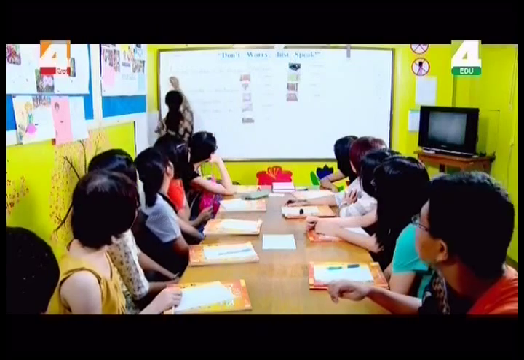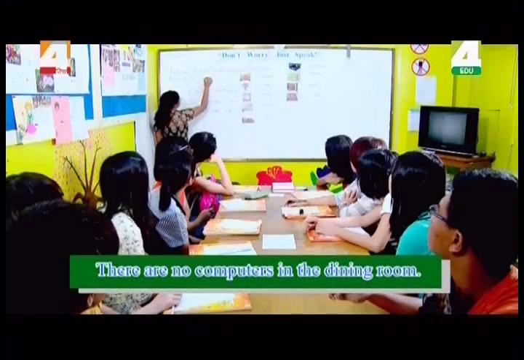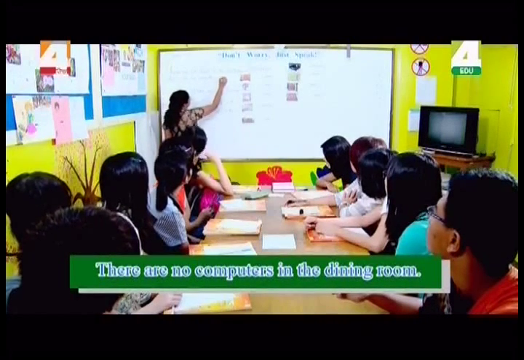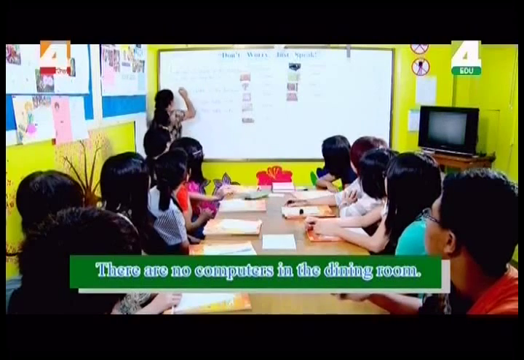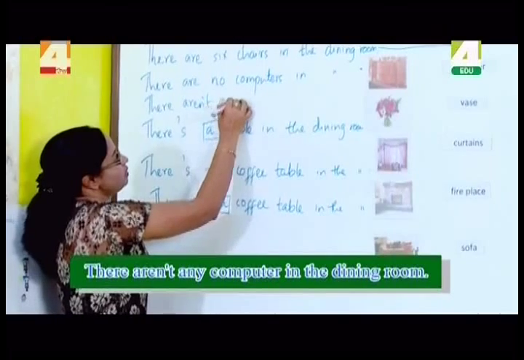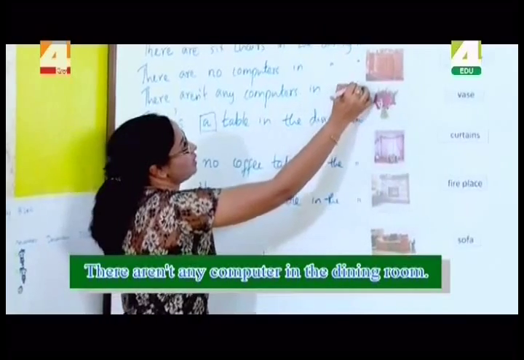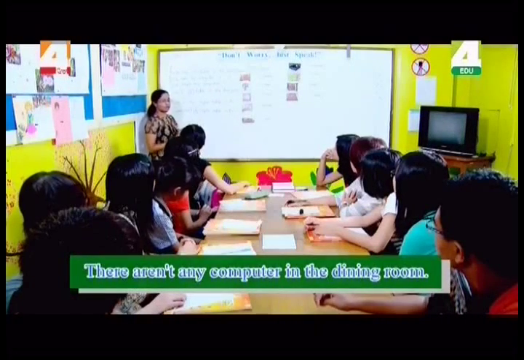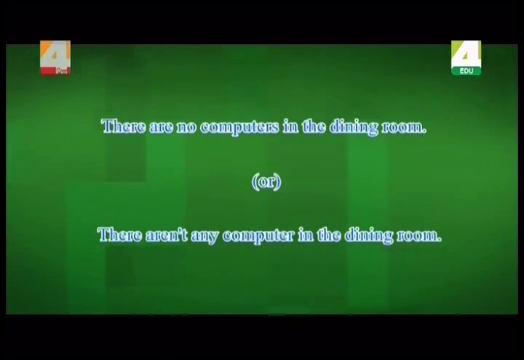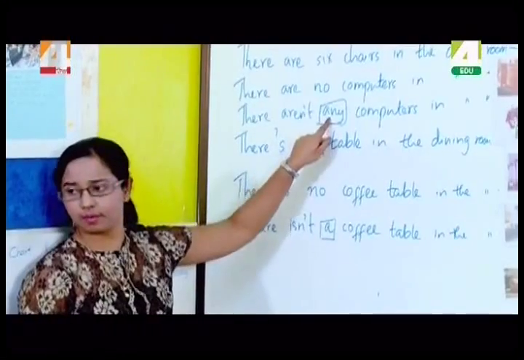Oh yeah, so negative, right? So there are no computers in the dining room. Or you can use another one. There aren't any computers in the dining room. Okay? So the negative and in: there are no computers in the dining room, or there aren't any computers in the dining room. Negative and in any table.